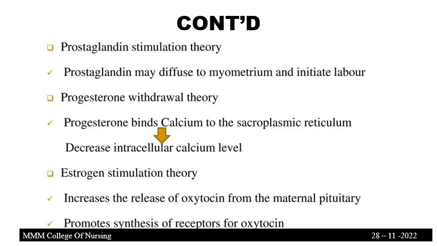And the progesterone withdrawal theory. We all know that progesterone is the hormone which relaxes everything during the pregnancy. So its withdrawal automatically causes the opposite effect, right? The progesterone level comes down. Because of that, calcium binds to the sarcoplasmic reticulum, decreasing the intracellular calcium level, so that causes labor. And estrogen stimulation theory: estrogen increases the release of oxytocin from the maternal pituitary and promotes synthesis of receptors for oxytocin. So this is also one way it leads to oxytocin stimulation.